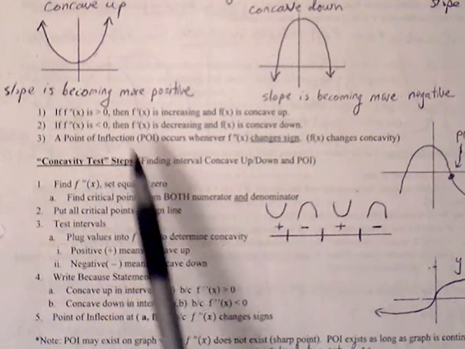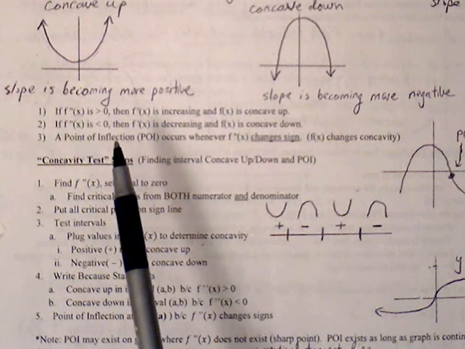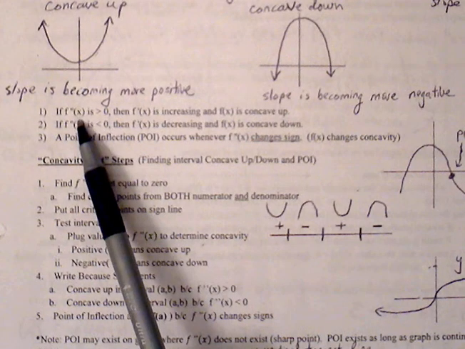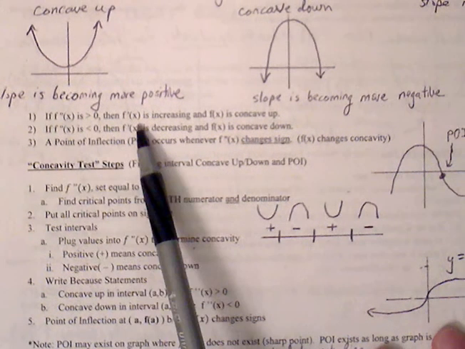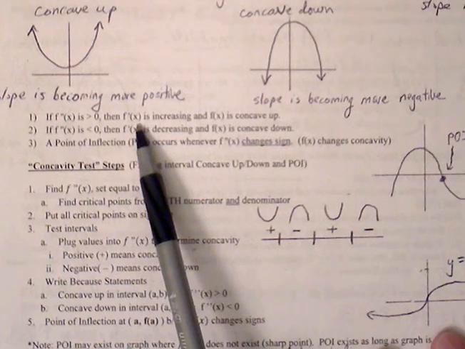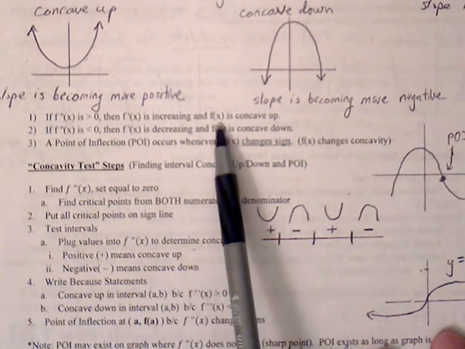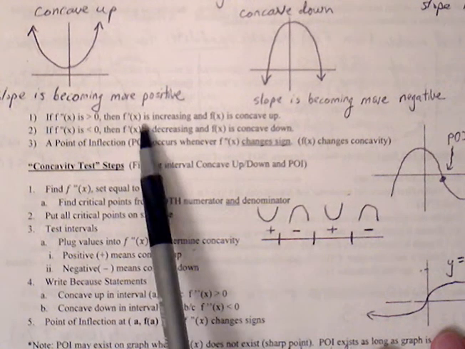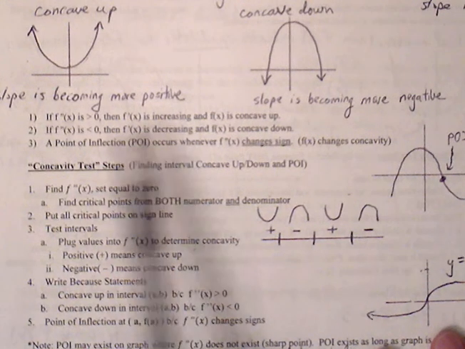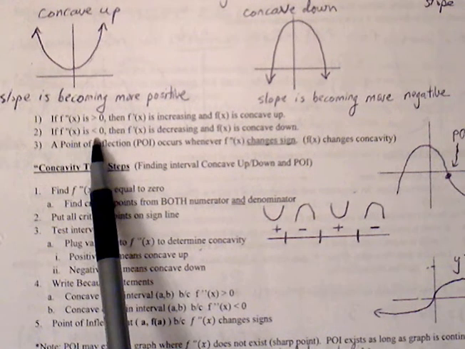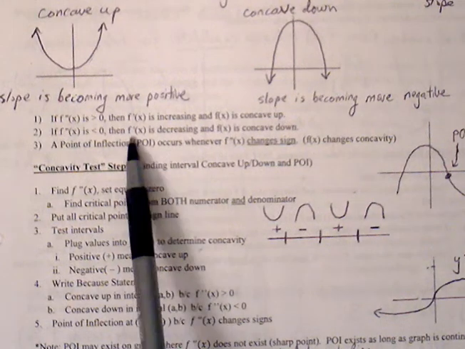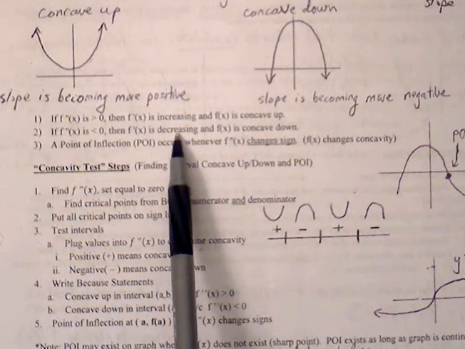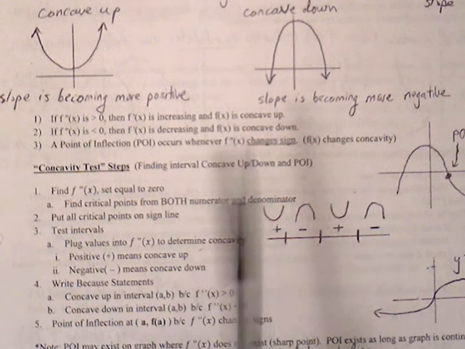Some more "because" statements so that we can be very specific when we give our reasons. If f double prime is greater than 0, if the second derivative is positive, then f prime is increasing, and therefore our function is concave up. Our f prime is increasing, meaning that the rate of change of the first derivative is moving in the positive direction. If f double prime is negative, then we know f prime is decreasing, meaning that the slope of the tangent line is moving towards the negative direction, and f of x is therefore concave down.